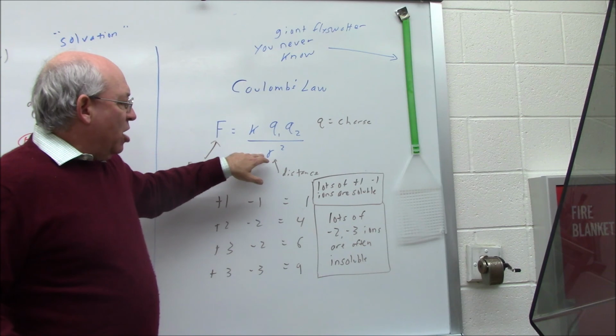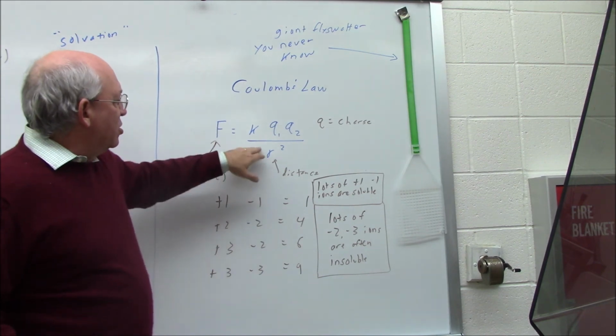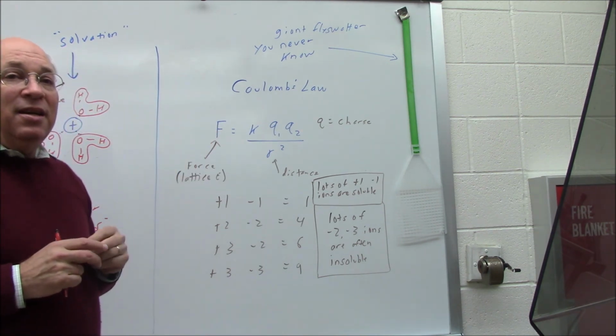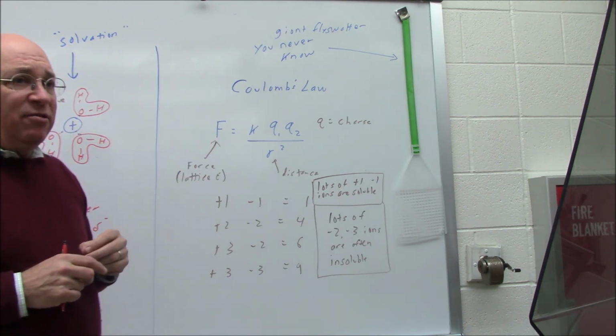The larger the atomic radius or the ionic radius, the weaker the force. So really large ions tend to have weaker lattice energies.